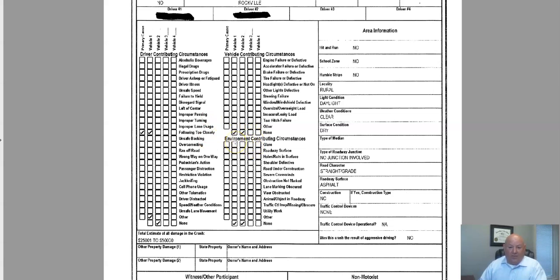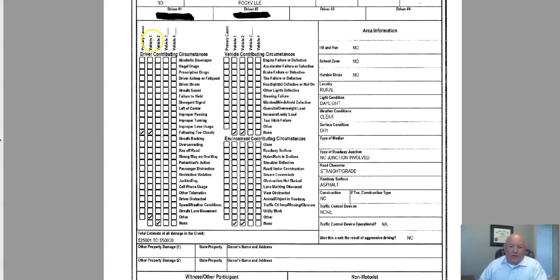Next down is environmental circumstances. This would be things like snow, ice, glare, animals in the roadway, debris in the roadway that could have caused the accident. Again, the officer here checked none. What we typically see the most play with is this grid system on the left in the center of page 1. This is the driver contributing circumstances. This is what the drivers did that contributed to the cause of the accident.